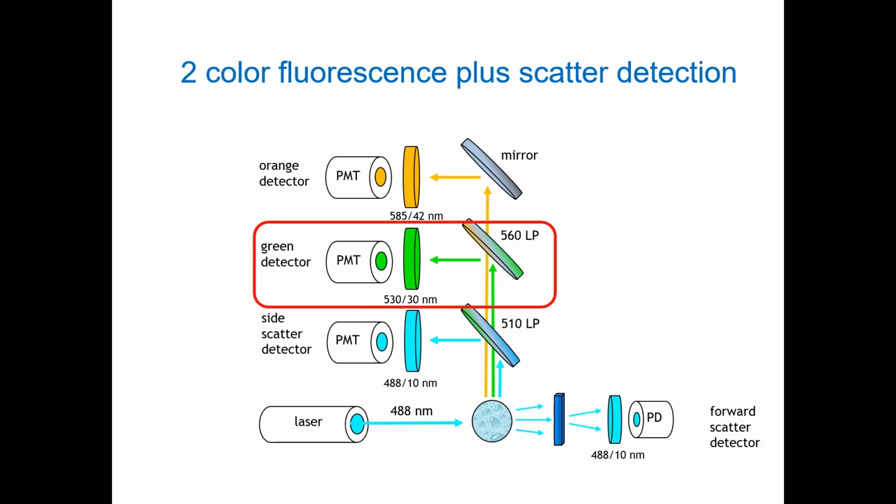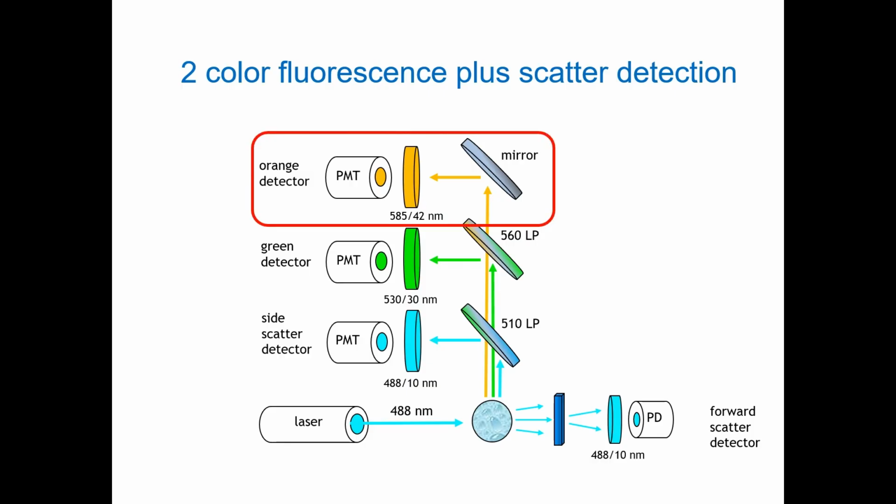Up here, everything above 510 then encounters a 560 long pass dichroic, so that everything above 560 goes through, and below, the wavelengths between 510 and 560 then are directed to the green detector with its 530/30 bandpass in front. And finally, the wavelengths above 560 arrive at a mirror and are reflected to the orange detector with its 585/42 bandpass in front.